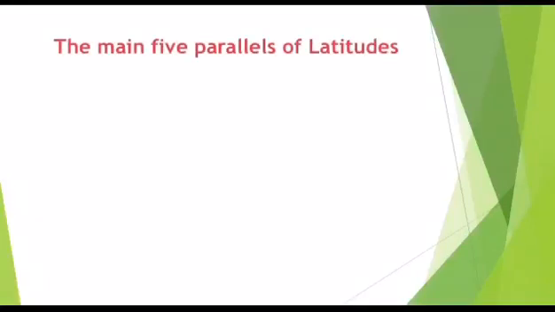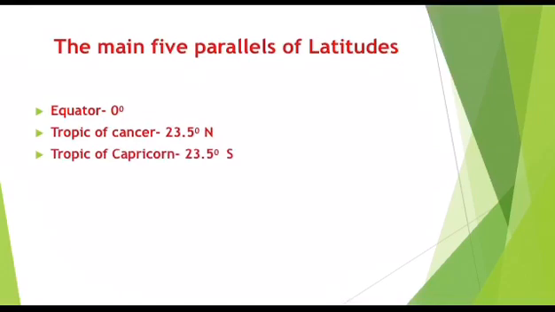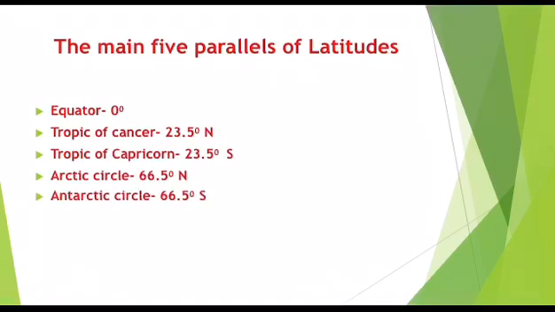Hello students, now let us study about the main 5 parallels of latitudes. First one is the Equator, 0 degree, then comes the Tropic of Cancer, 23.5 degree north, Tropic of Capricorn, 23.5 degree south, Arctic Circle, 66.5 degree north, Antarctic Circle, 66.5 degree south. So these are the 5 main parallels of latitudes.